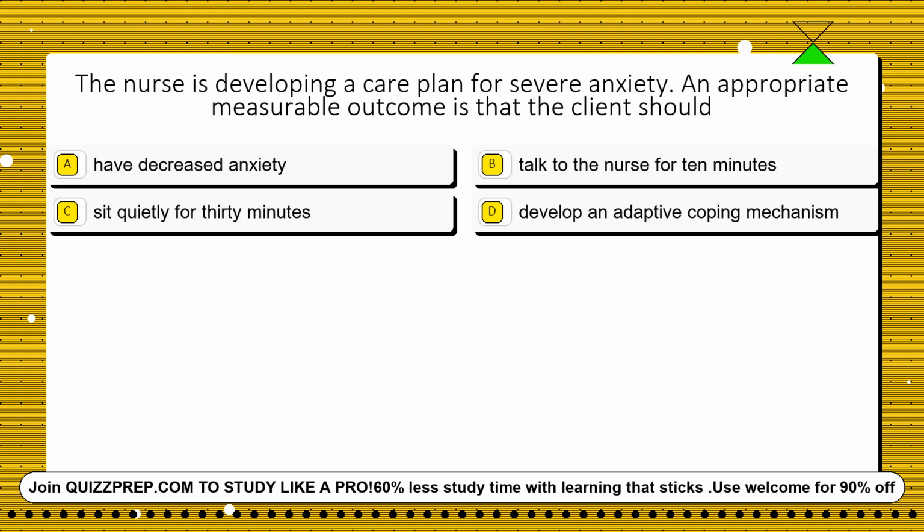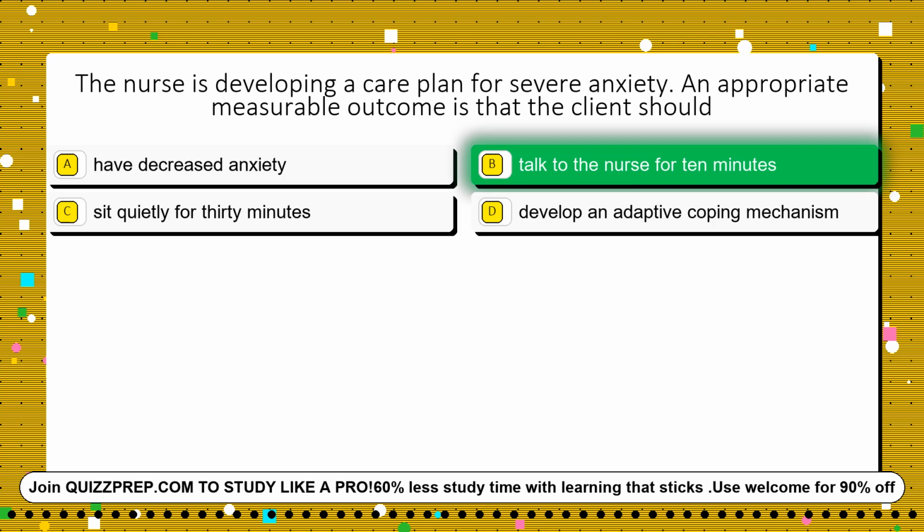Question 74. The nurse is developing a care plan for severe anxiety. An appropriate measurable outcome is that the client should: Option A, have decreased anxiety. Option B, talk to the nurse for 10 minutes. Option C, sit quietly for 30 minutes. Option D, develop an adaptive coping mechanism.